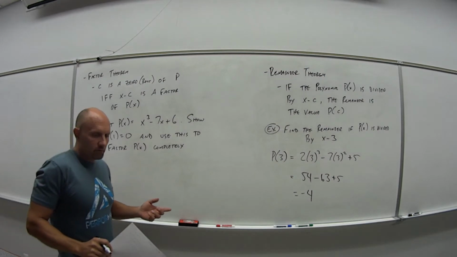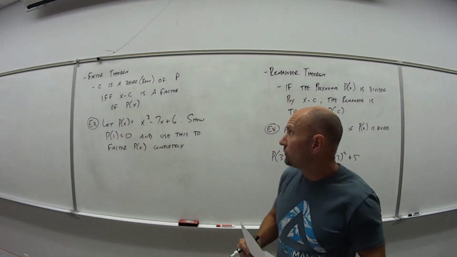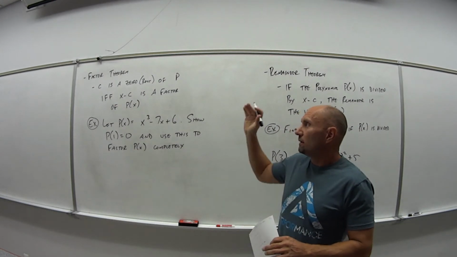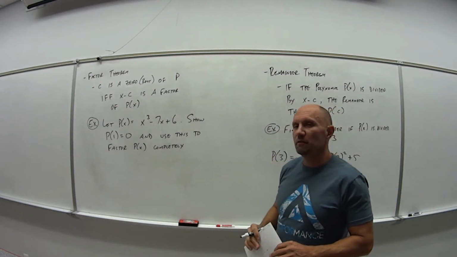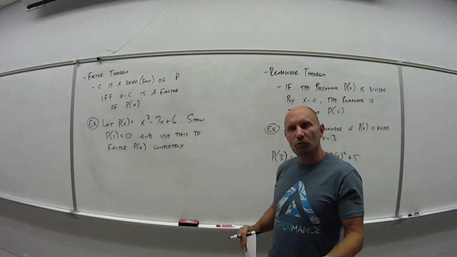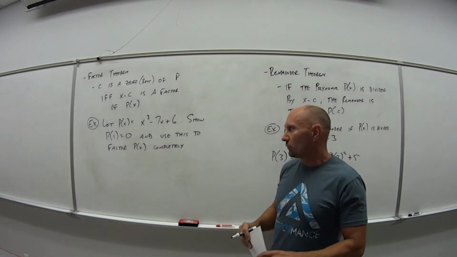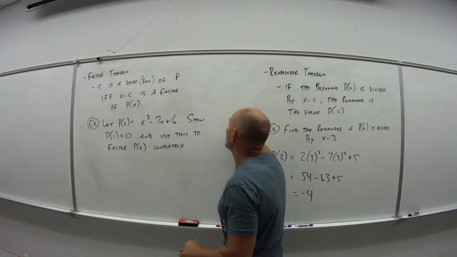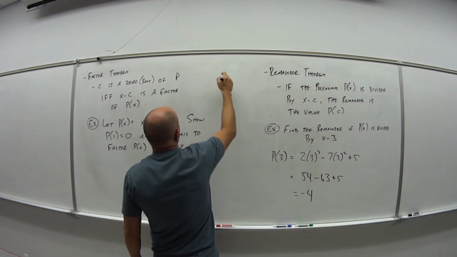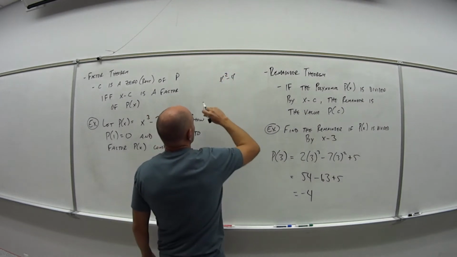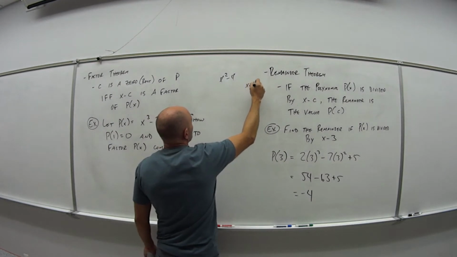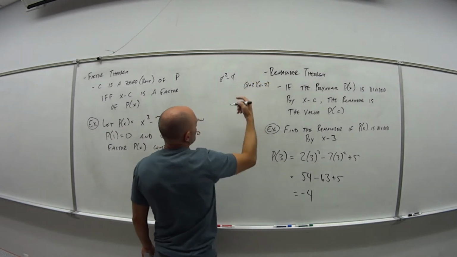If our value c is a 0 or is a root of p, x minus c is a factor of p of x. So that means what? If something is a factor, the remainder would be what? The remainder would be 0. So if I have some polynomial, let's say I have x squared minus 4. Well, we know these factors are what? It's x plus 2 times x minus 2.